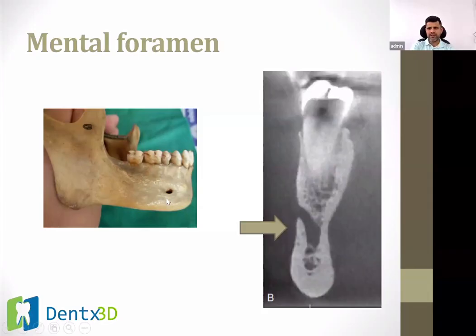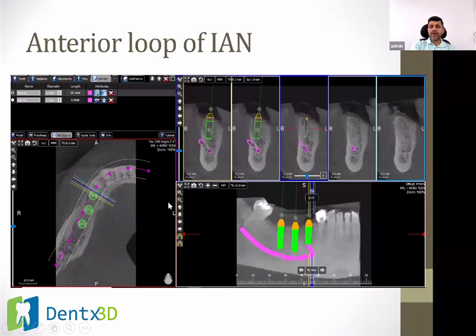It will be a round opening here on the bone. The second thing related to the mental foramen is the anterior loop. Most of the times the nerve doesn't come out straight in the 5 region. It comes ahead in the 4 region and then goes behind. So there is a loop-like structure anterior to it, and that is called the anterior loop of the inferior alveolar nerve. Whenever we are placing implants in the 3-4 or 4-4 region, we need to plan such that we avoid any injury to the anterior loop.